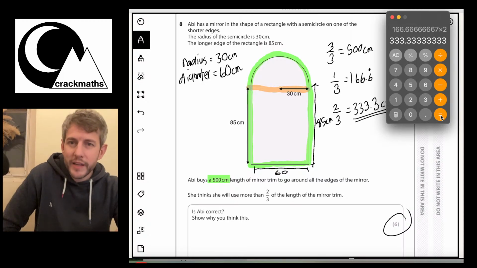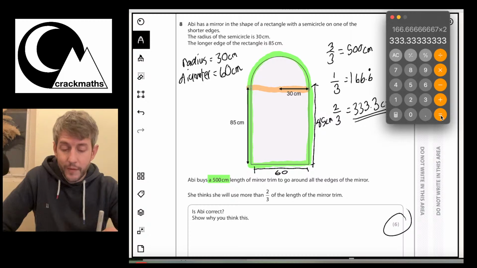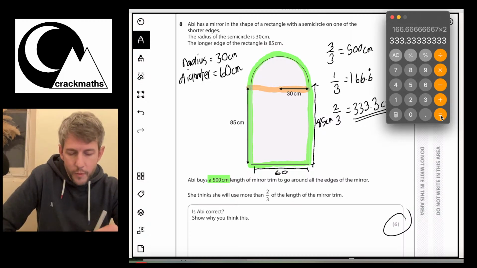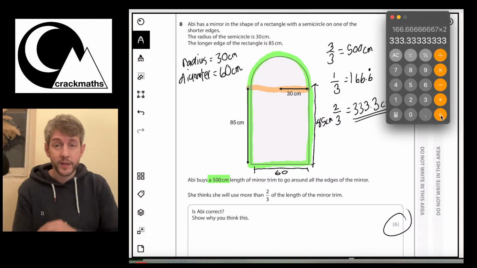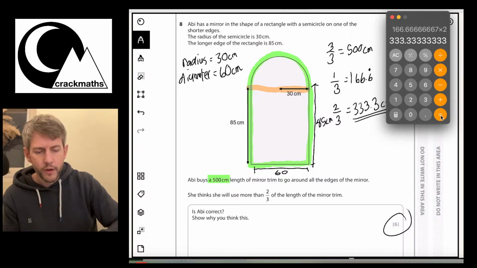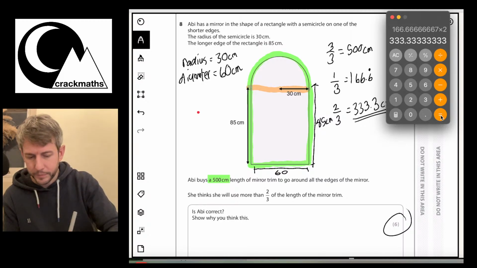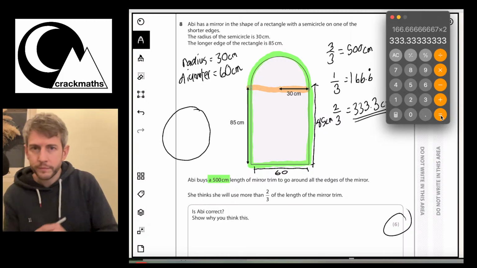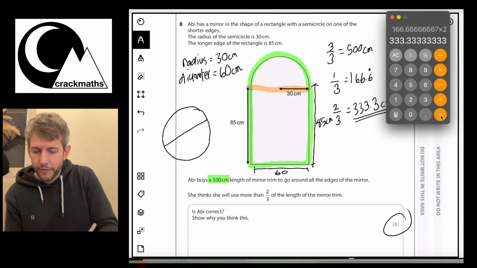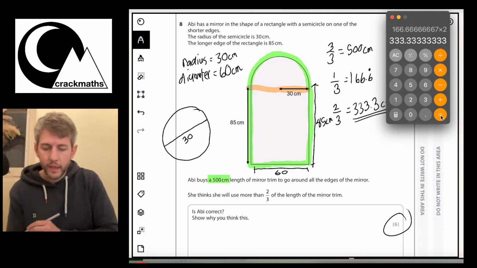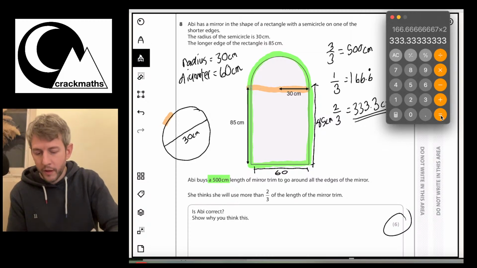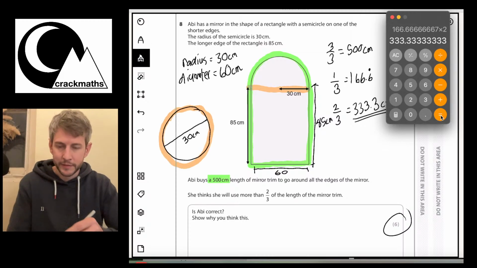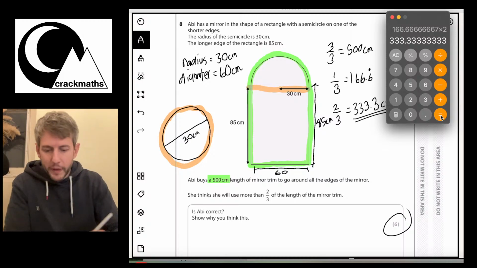And so the last thing we need to do is find out this distance around the top. In order to do that, we need to know the formula for the circumference of a circle. If I think about a whole circle with a diameter of 30, the way that I would find the circumference, which is the name for the distance around the outside, would be by doing this formula here.